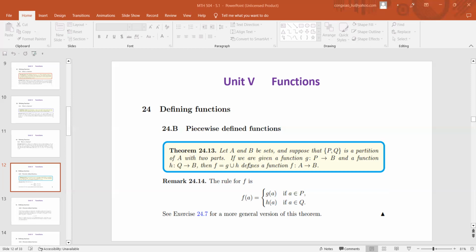Given these sets, if we are given a function g from P to B and a function h from Q to B, then we can define a function by taking the union of the two functions g and h, and we call it f, which is from A to B. So this theorem tells us how to define the piecewise function, basically.